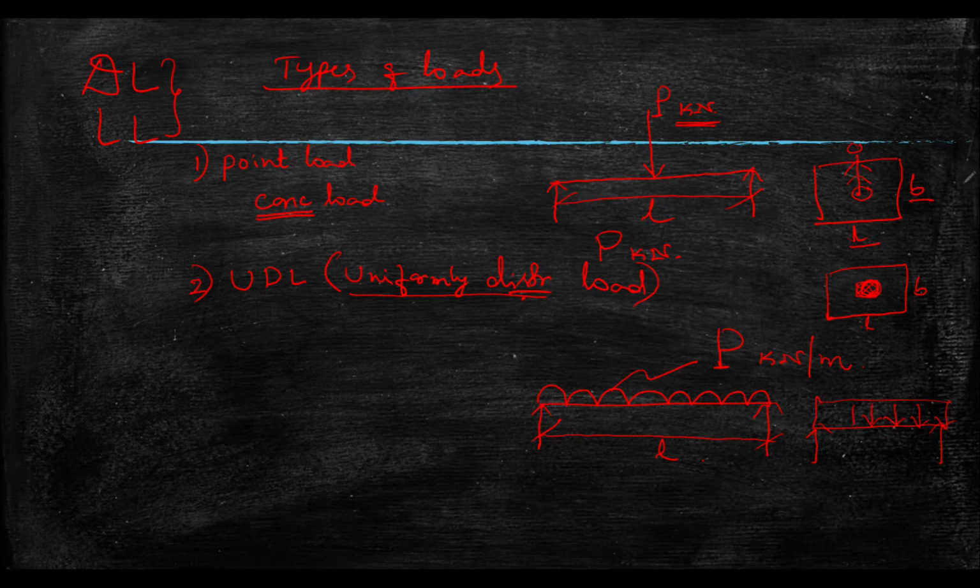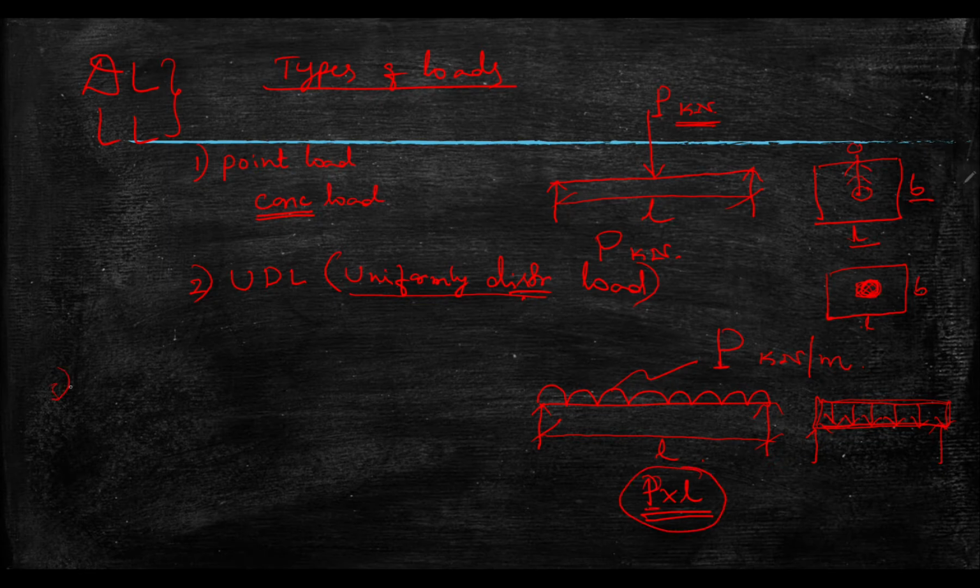Since it is uniformly distributed, you can write it in the form of a rectangle, and the load also can be calculated. The intensity of the load we are applying is P into L. So that is the load whatever we are getting on this. So it is P kilonewton meter. The load intensity can be calculated by P into L.